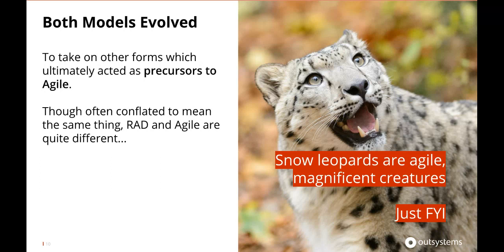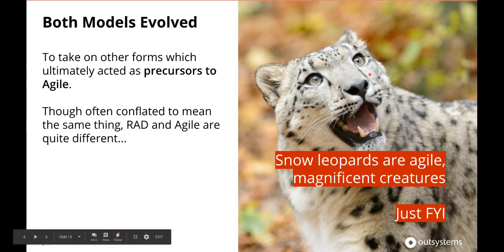And a lot of people confuse RAD and Agile. They think they're potentially the same thing, or maybe one is a subset of another, and they're not really sure. Maybe they are the same thing, just two words for the exact same process, but they're not quite. Also, beautiful snow leopard. Just letting you know, they're agile creatures.